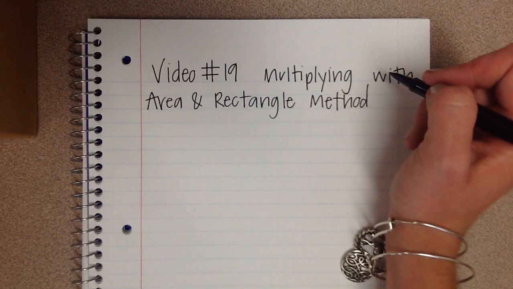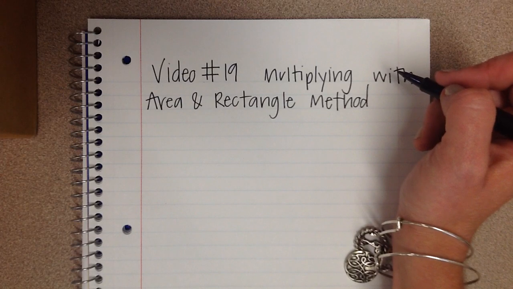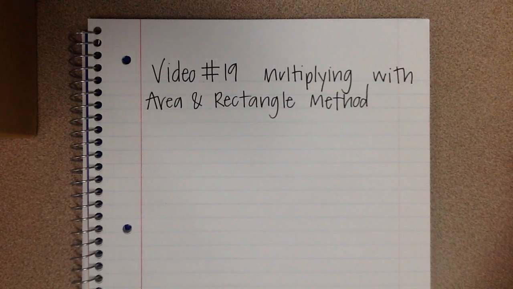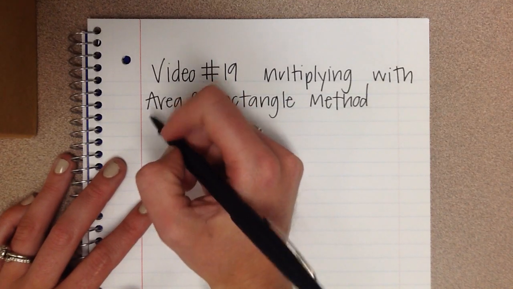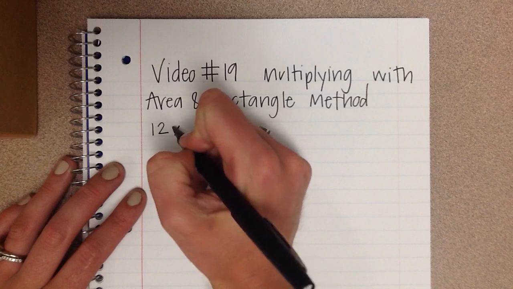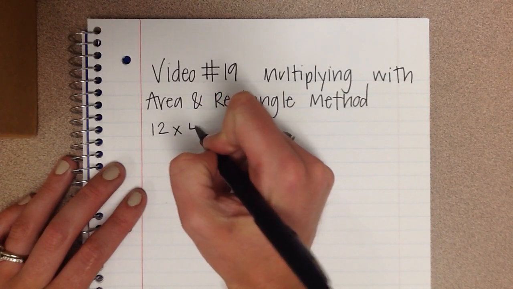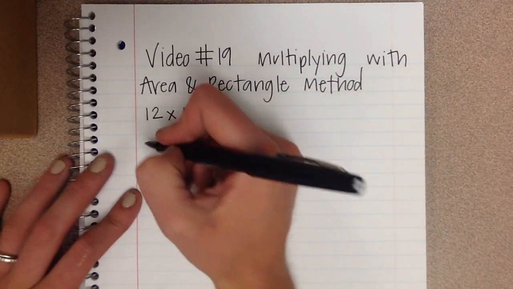Okay, so I believe what I said yesterday in the video, and correct me if I'm wrong, is that you are not expected to be a professional with every single one of these methods. You just need to know how to read them, and then you get to choose what method works best for you. So say we'll start easy, 12 times 4. Let me show you how to do it with area.